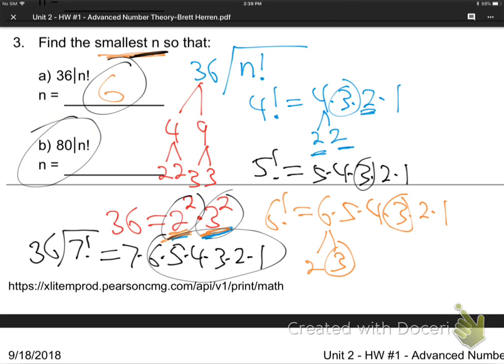Can you try B there? 3B on your own. See if you can come up. So break down that 80. Right? Break down that 80. Find out all the pieces in an 80.